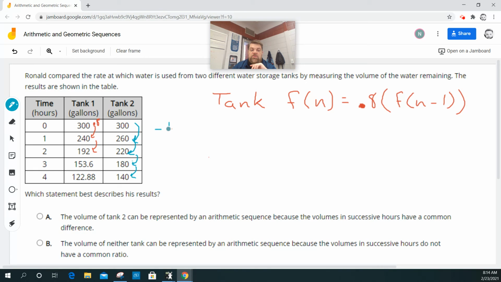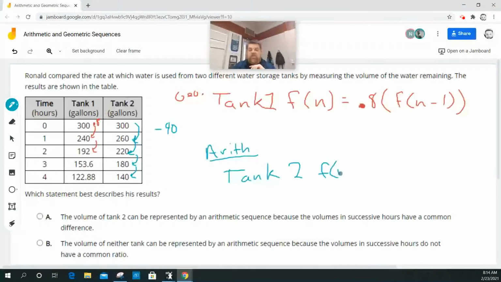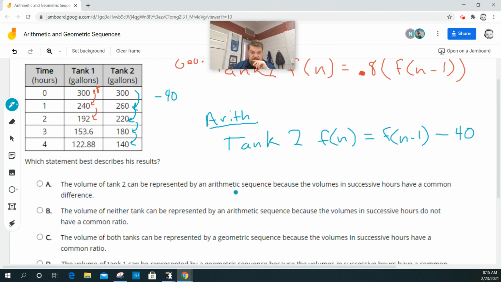So you're subtracting 40. So for tank one, it is geometric. For tank two, it's an arithmetic sequence. In other words, to get the next function, you're going to take your previous term, f of n minus 1, and subtract 40 from it. All right, so now which statement best describes this?